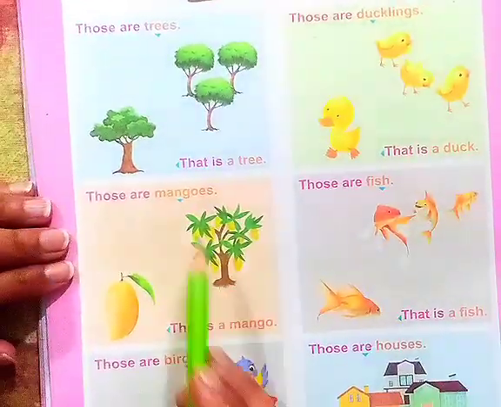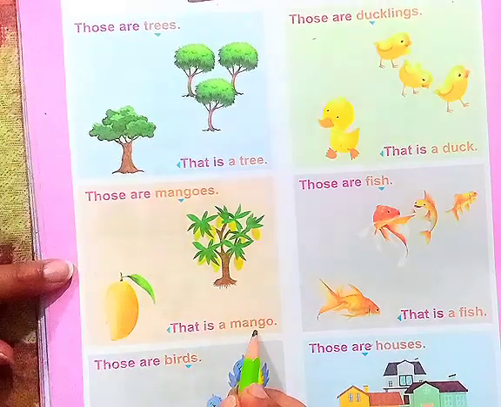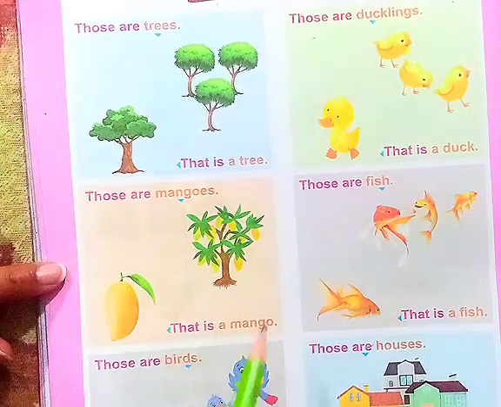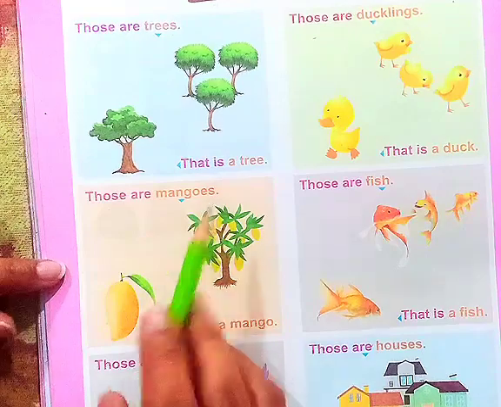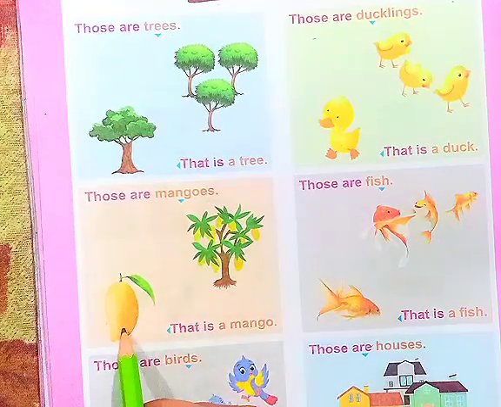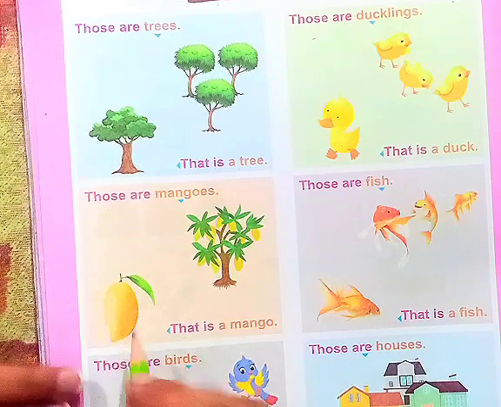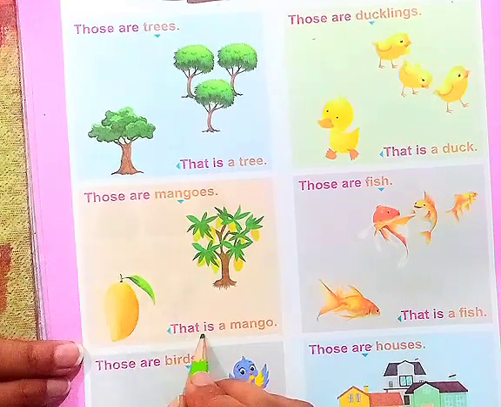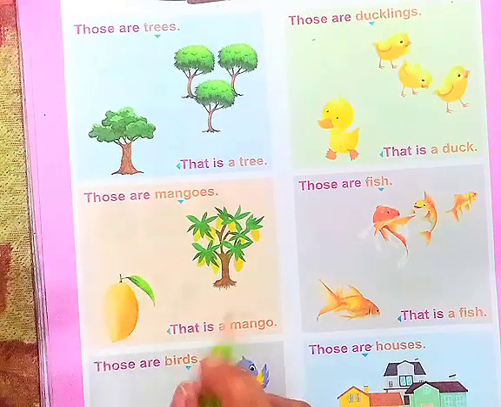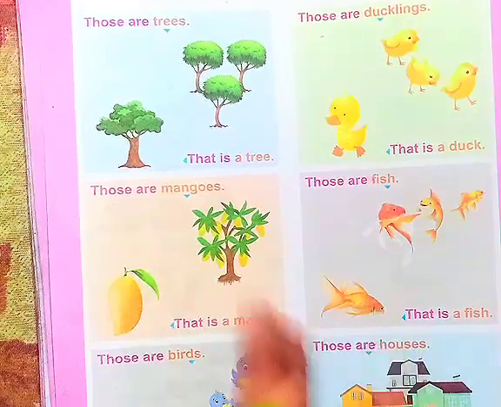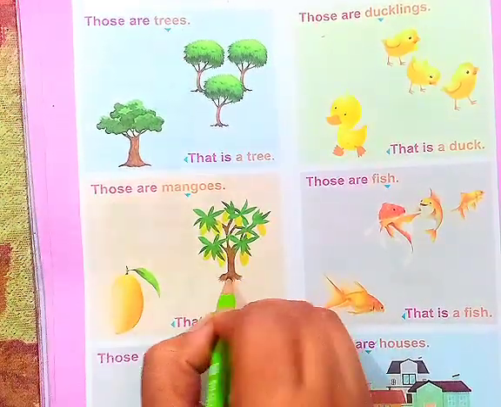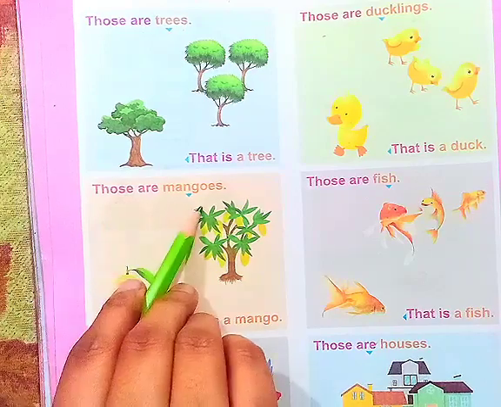Next one. This is a mango. Sorry, that is a mango. Those are mangoes. Now I have a mango that is far away from me, that is not near to me. So I'll say that is a mango. Now there are a lot of mangoes on a mango tree. So I'll say those are mangoes.